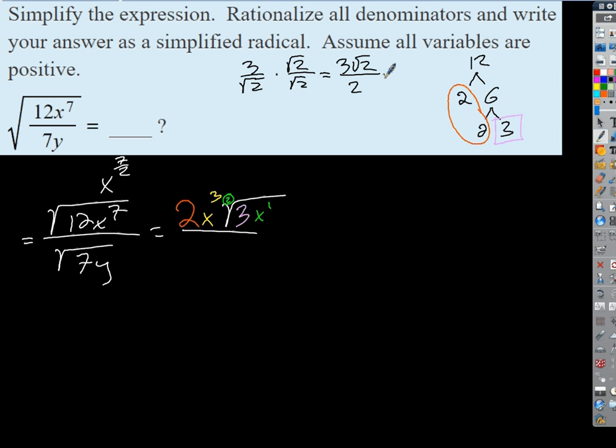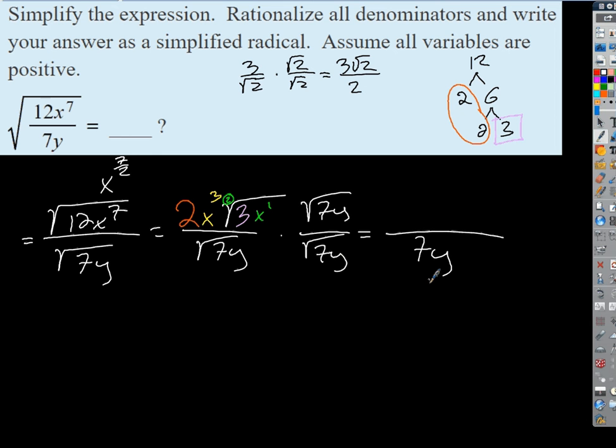If I've got a stranded radical on the bottom, this time instead of being a 2, it's a 7y. What am I going to multiply top and bottom by? Square root of 7y. Okay, so that's the next step then. We're going to multiply both the top and the bottom by whatever radical is stranded on the bottom. And so what do I get on the bottom then? 7y. Whatever the stranded radical is, when I multiply it by itself, it cancels the radical. So I get 7y. And then on the top, all I've got to do now is just multiply this stuff out.